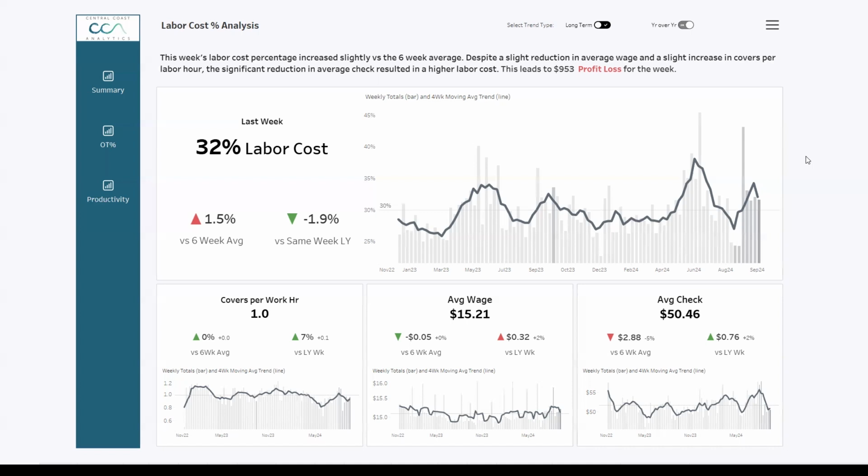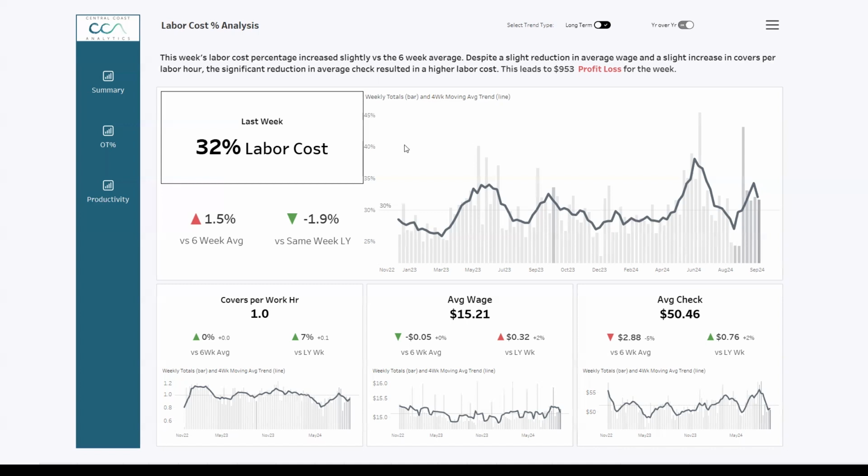What I want to show you is how getting a lot of this data into an interactive environment like this really helps those insights stand out. Okay, let's dive in. You can see on this front page, what we're doing is we're bringing in information from your labor system and your point of sale system. And what we're able to do is show an overall labor cost percent.